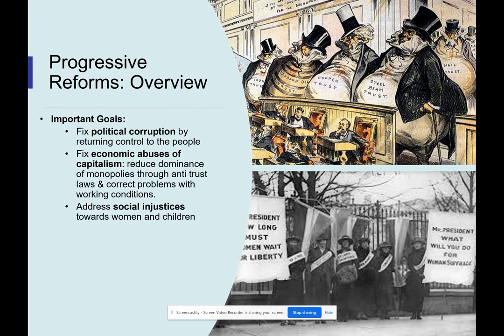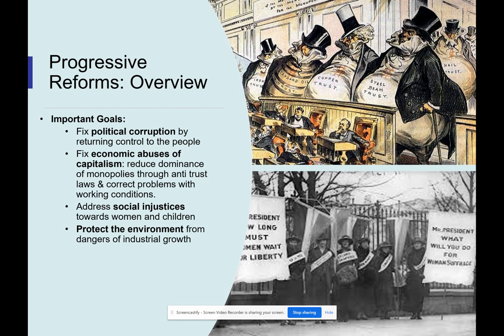Okay, the third issue that they want to address is social injustices, particularly towards women and children. We're going to see women taking a larger role outside of the home during the progressive era, which will culminate in them gaining the right to vote through the 19th Amendment. And then we're also going to see this with regard to drinking. We'll talk more about that in a second, and the ban on alcohol that emerges during this period.